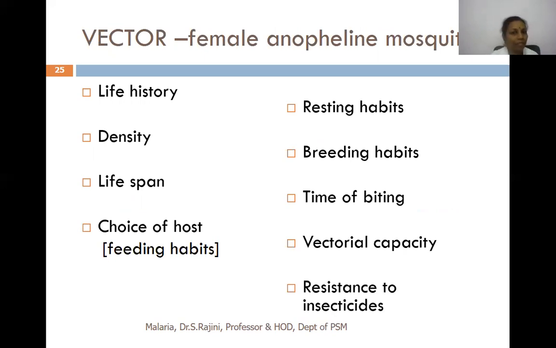And coming to the vector, as you all know, it's the female Anopheline mosquito. So that is the vector which is causing the infection. And the life history of this vector. And what is the density?